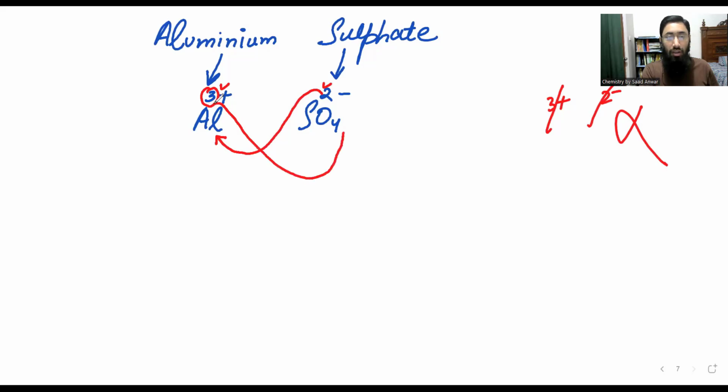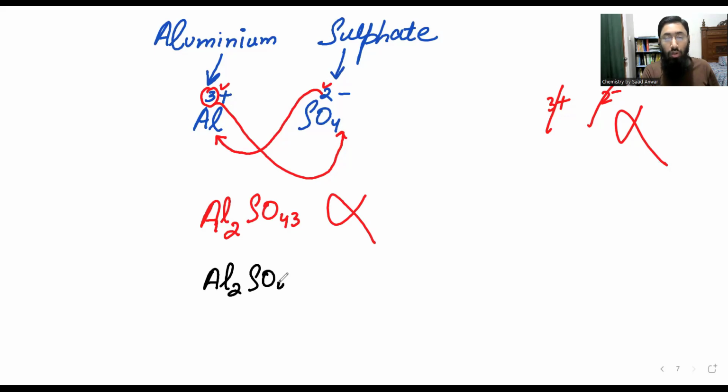Transfer this 3 here. But how? It becomes Al2 SO4. Now I have to write 3 here. If I write 3 here, it will become SO43. This will become wrong. So what I do is write Al2 SO4 and put a parenthesis like this. Then put 3 here. This is the formula of aluminium sulfate.